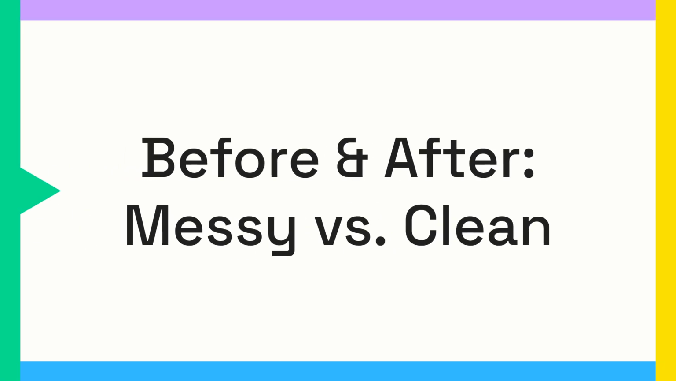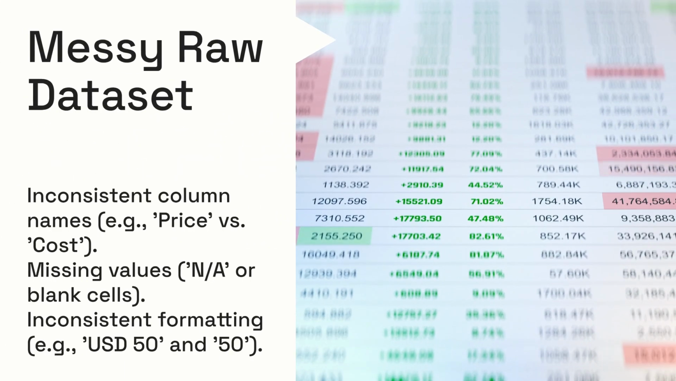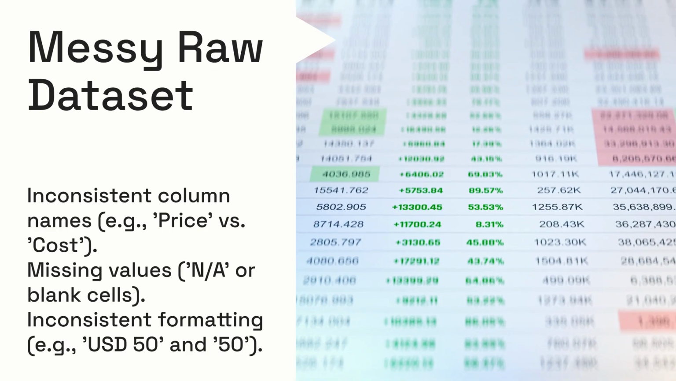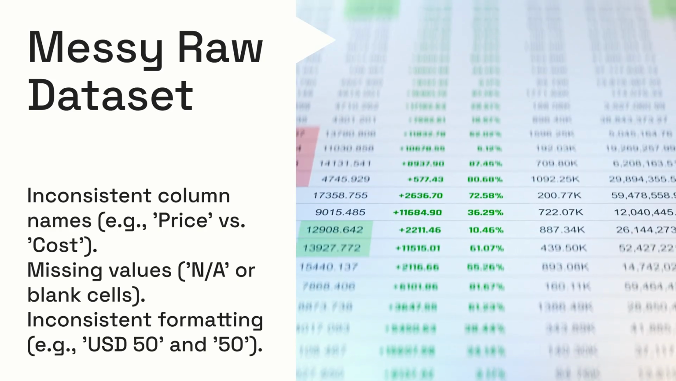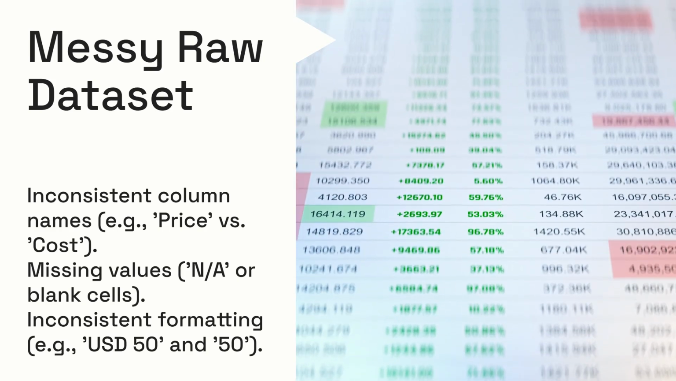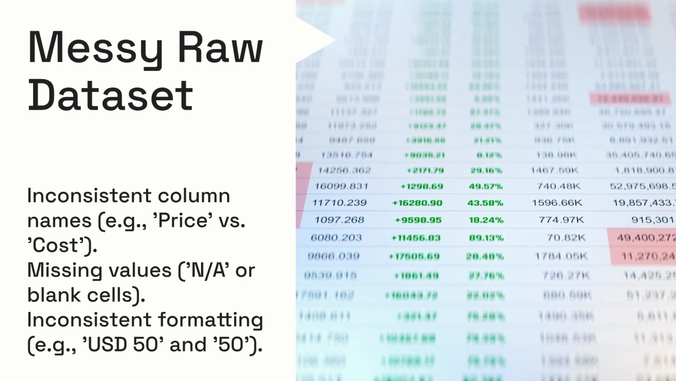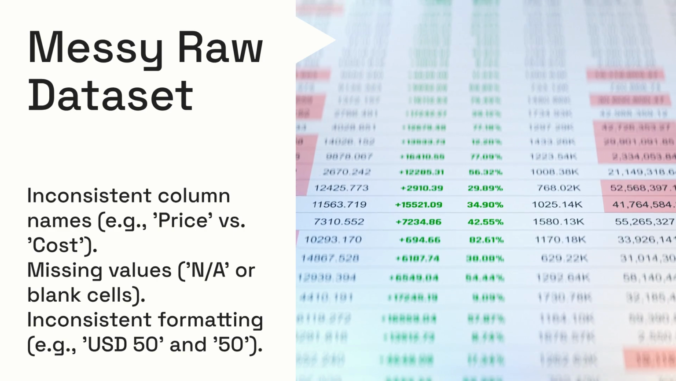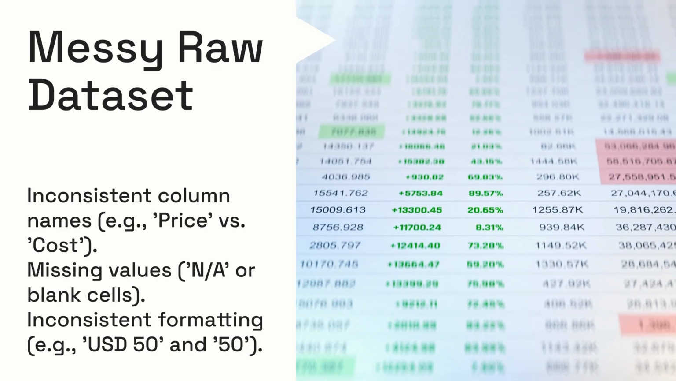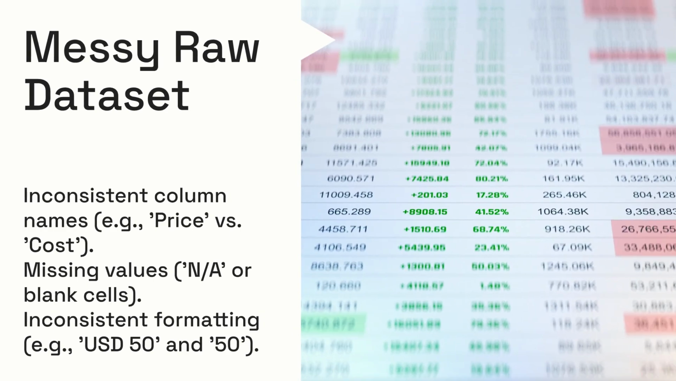Now, let's look at a concrete example. This is what you're really striving for. We'll compare a messy raw data set against the final pre-processed clean data set. On the left, you see our messy raw data. Notice the inconsistent column titles, missing data fields marked as NA, and price values mixed with text like 50 United States dollars instead of just a number. This is unusable for AI.